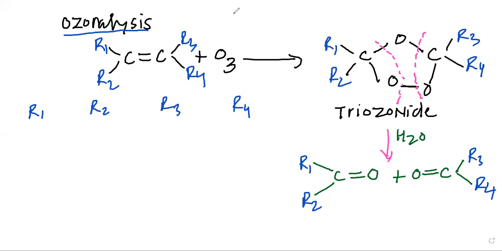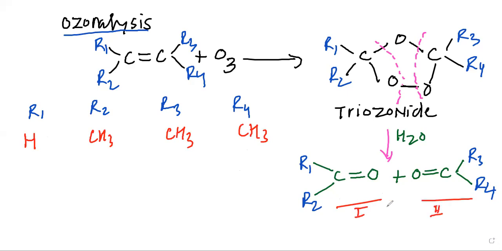Let me write it for you, my dear students. Suppose your R1 is H, R2 is CH3, R3 is CH3 and R4 is CH3. Then you will get the first product. Let us say this is the first product and this is the second product. The first product you will get is H, C double bond O, and then CH3. This is nothing but your CH3CHO.